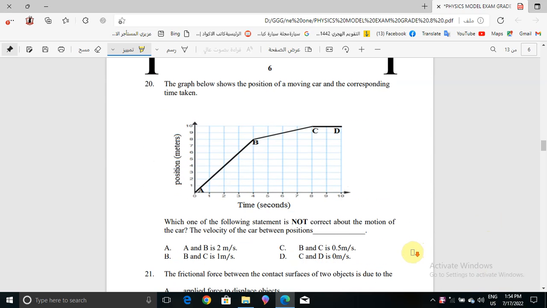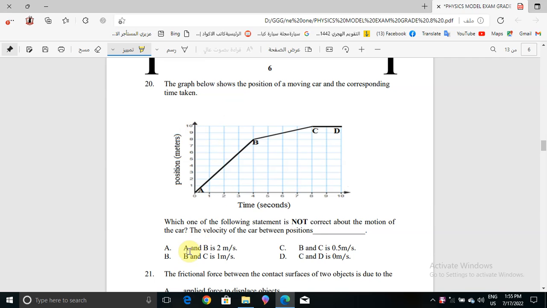Now question number 20, we have data here. The graph below shows the position of a moving car and the corresponding time taken. We have here the position, which is in meters, and time, which is in seconds. Now, which one of the following statements is not correct about the motion of the car? The velocity of the car between positions is what? Now he said which one is not correct.